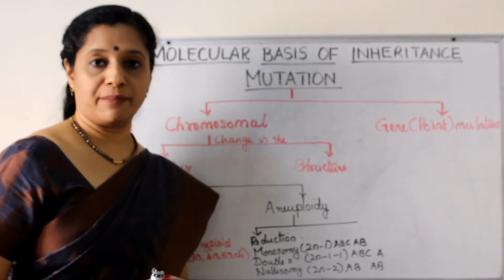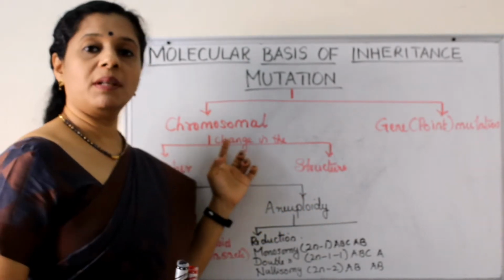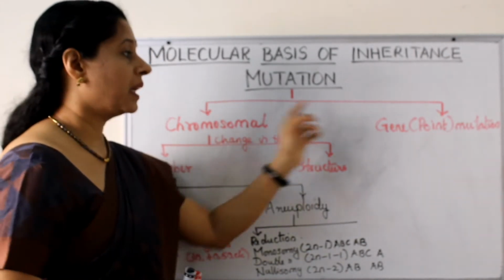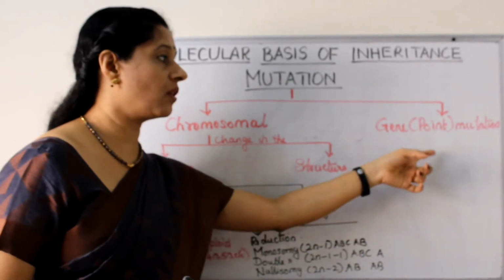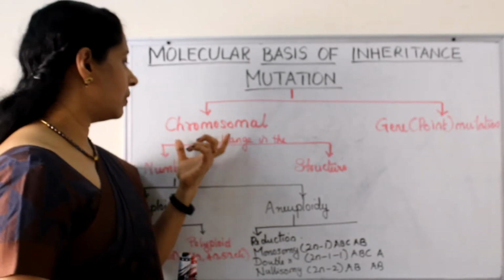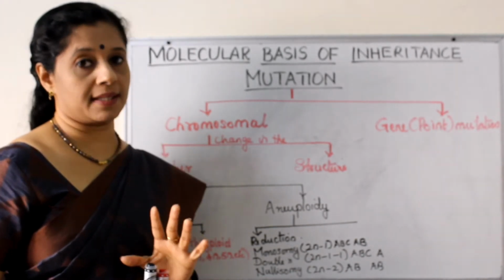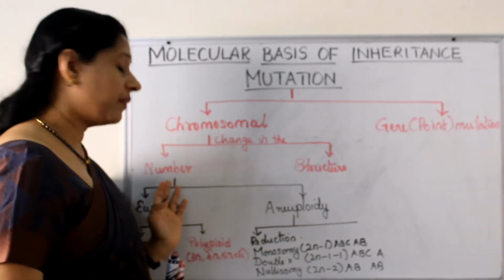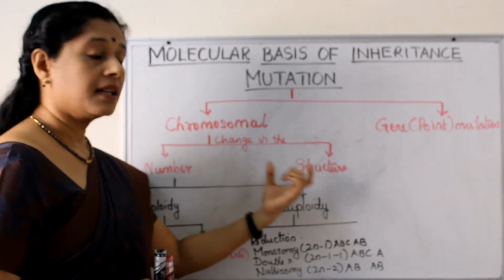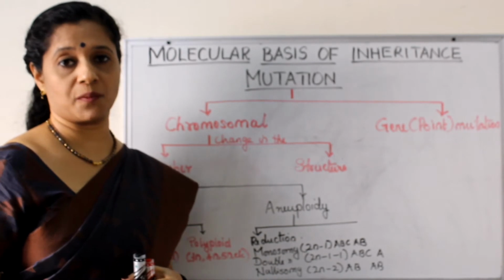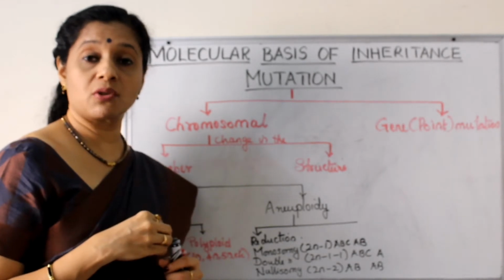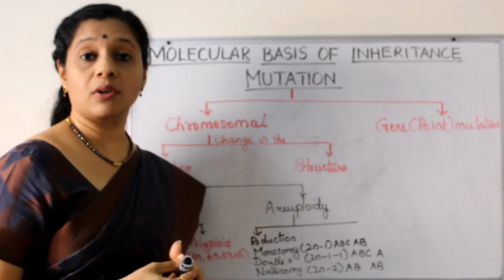So if you see the types of mutation, as we mentioned, chromosomal mutation can be there. That means a part of the chromosome can be deleted or added extra. The same way it can happen at the gene level, then it is called a gene mutation, or otherwise a point mutation. Chromosomal mutation can occur in two ways. Sometimes the total number of chromosomes may change. Sometimes it can affect the structure of a chromosome. So chromosomal mutation can be based on the number of chromosomes or the structure of the chromosome.